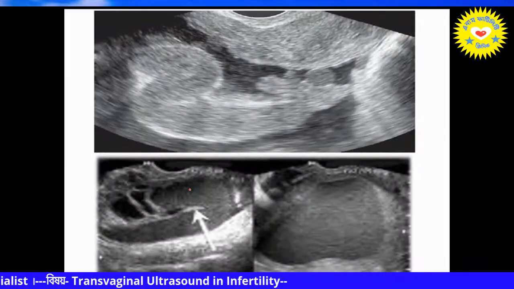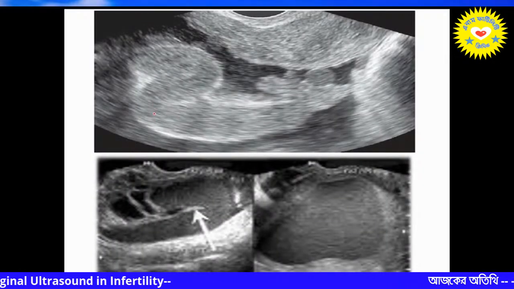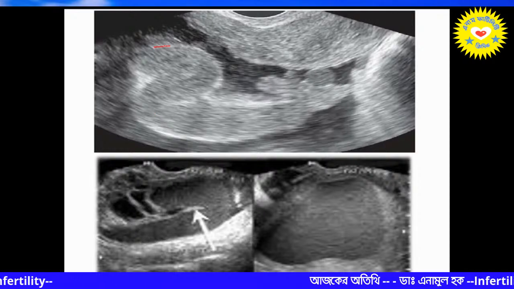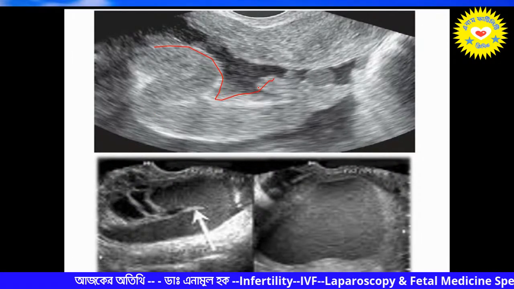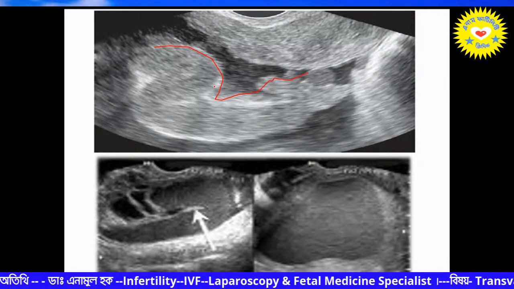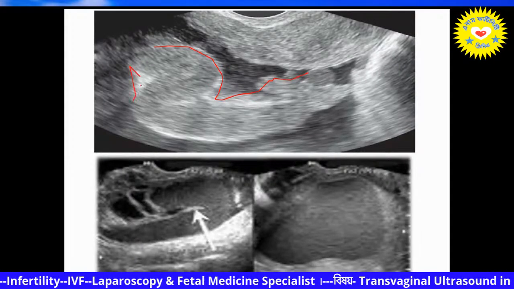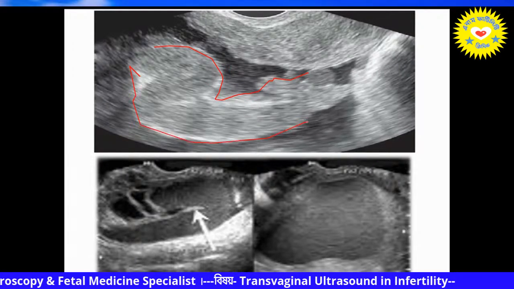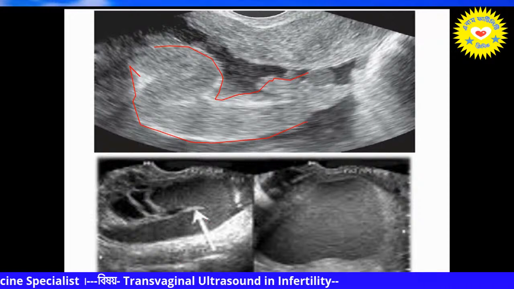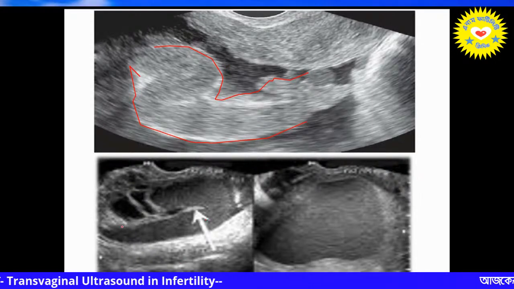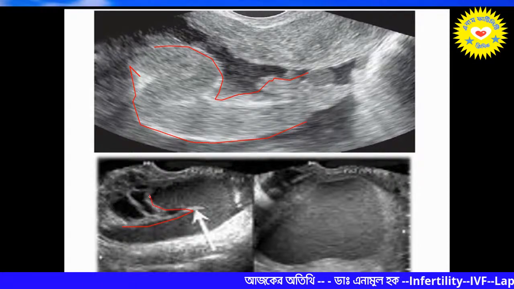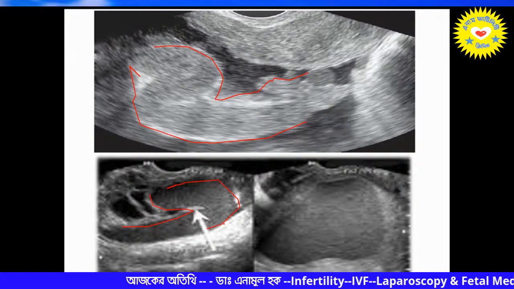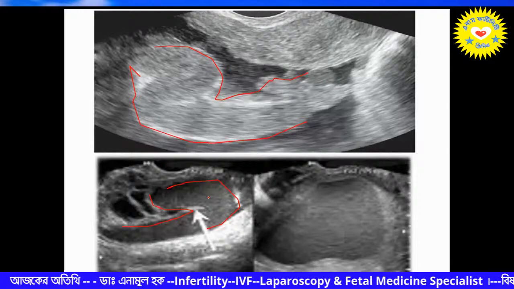And here you see the tube looks echogenic. You see, the tube is more echogenic here. So this is the typical sign of pyosalpinx. Here is the tube, and here you see the tube looks like a chocolate cyst. This looks like chocolate material here, and this is actually the typical sign of hematosalpinx.